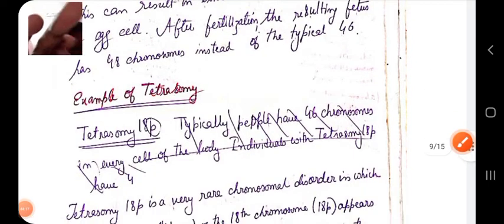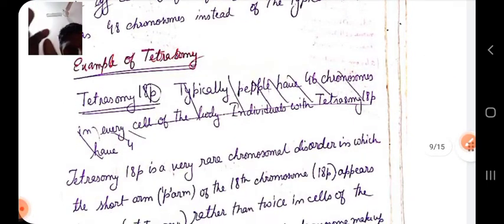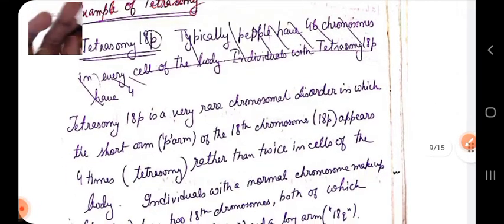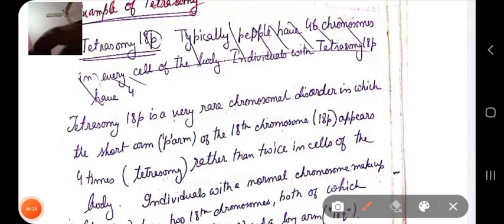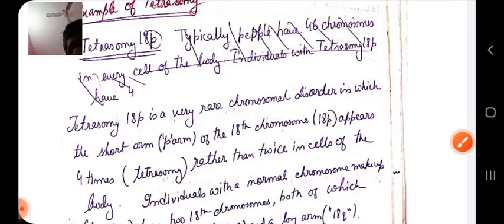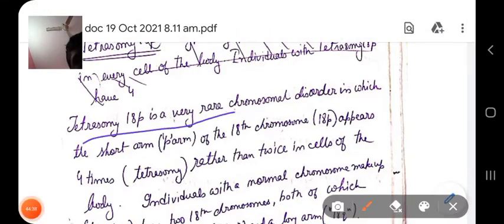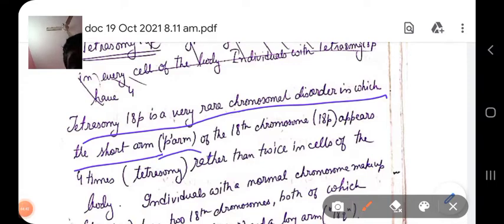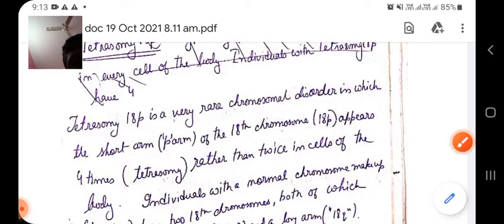There are various examples of tetrasomy, like tetrasomy 18p. Tetrasomy 18p means the short arm of the 18th chromosome. Short arm is the P arm. This has been found 4 times. So tetrasomy 18p is a very rare chromosomal disorder in which the short arm, the P arm of the 18 chromosome, appears 4 times rather than twice in the cells of the body.